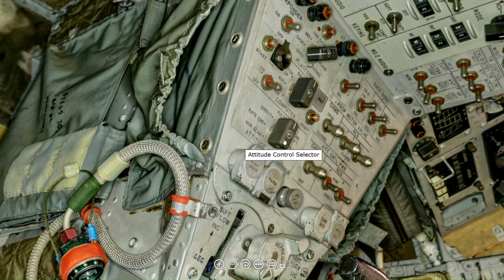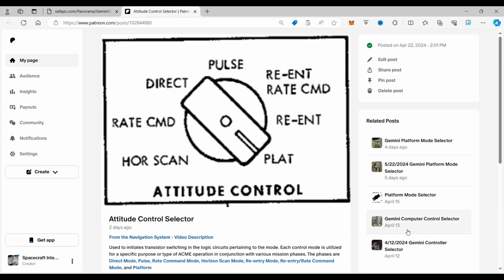And when you click on it, it takes you to the attitude control selector page.